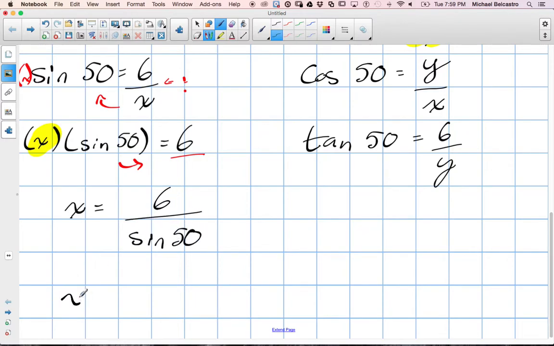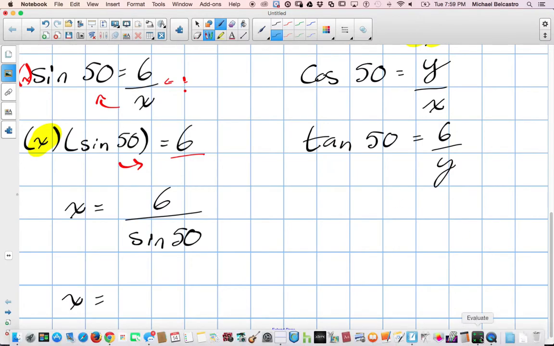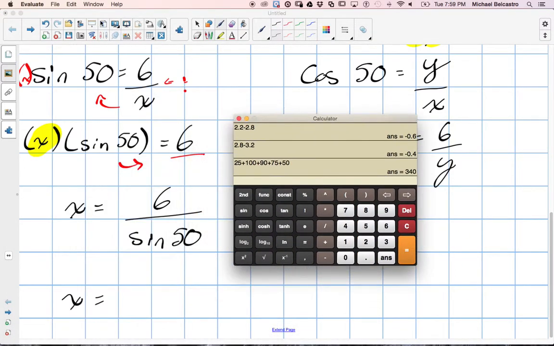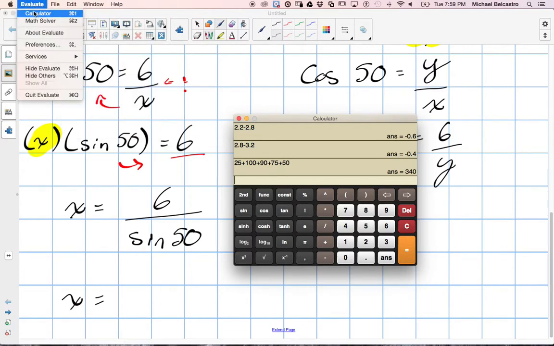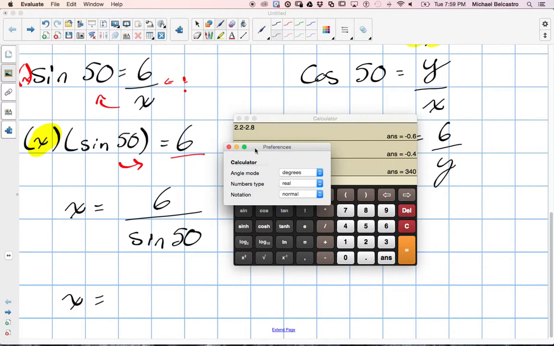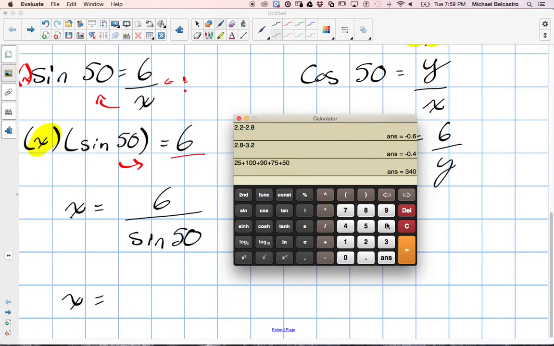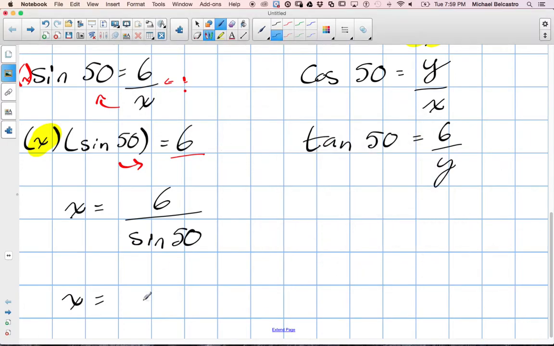And that's something we can put into a calculator. I think mine works in degrees. Let me check. Okay, it says I'm in degrees. Let's see if this works. 6 divided by sine 50 tells me that side x is 7.83. That seems logical. Yeah, 7.83 approximately.